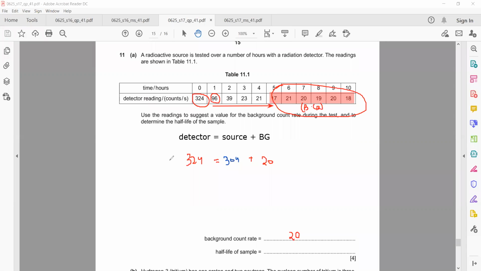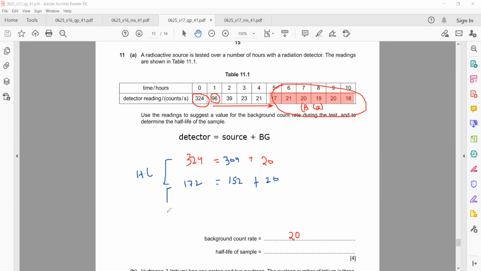Then after a half-life, only the source radiation will be half of its original value. So half of 304 is 152. So this will be 152. This will be 20. So the detector reading will be 172. But the problem here is, I don't have any value of 172 in the readings. So I cannot use the time interval to find a half-life.